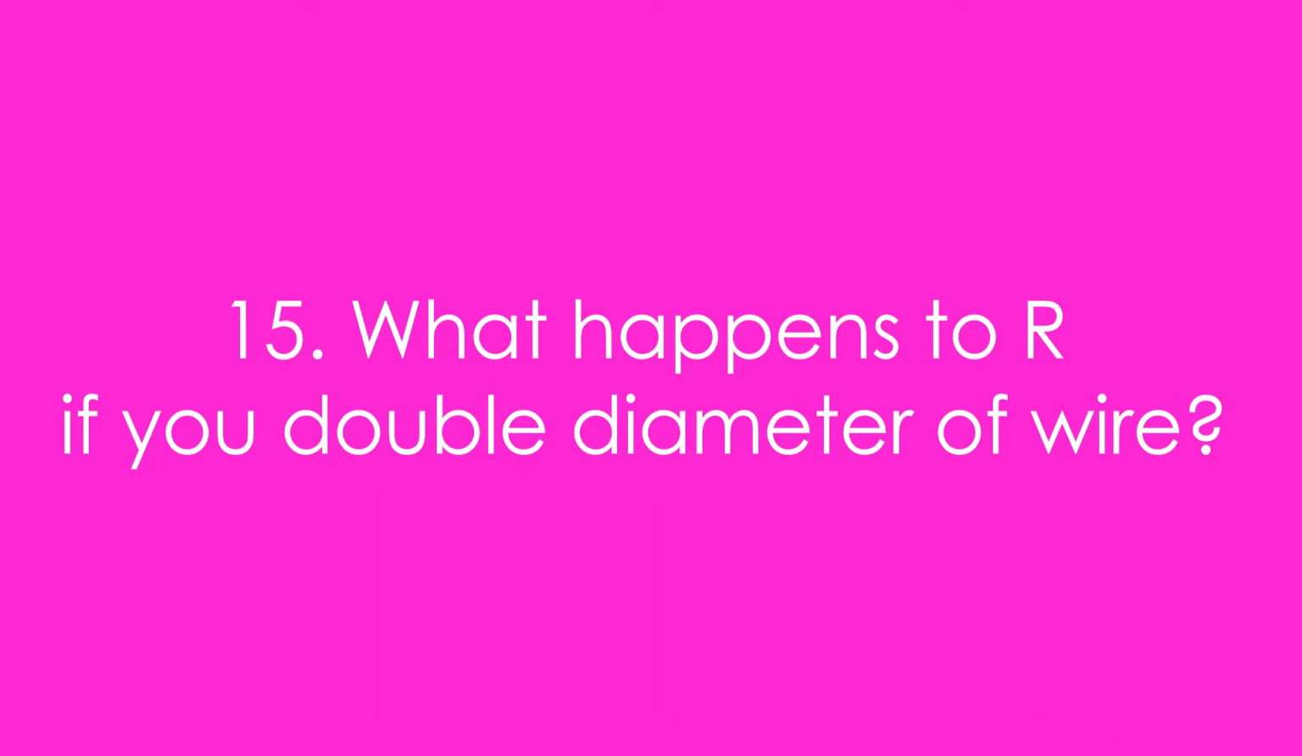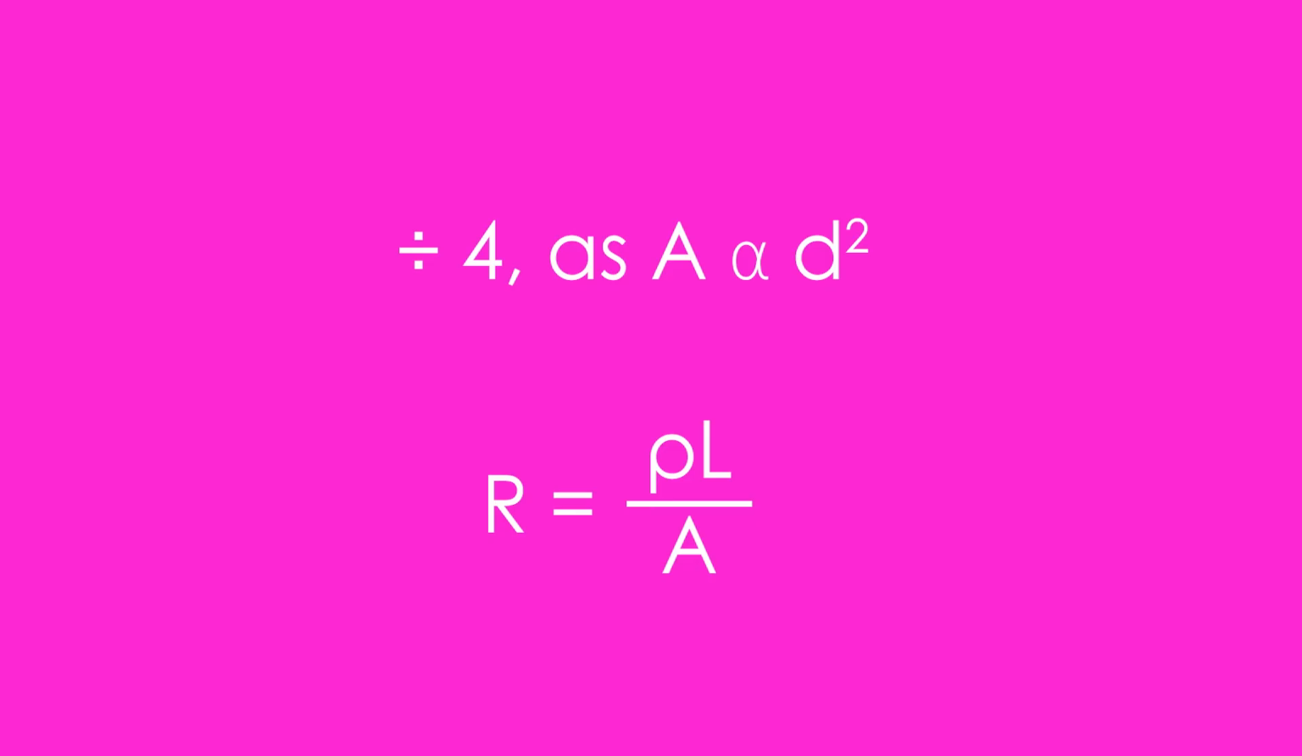15. What happens to the resistance of a wire if you double its diameter? The resistance goes down by a factor of 4. And that's because area is proportional to D squared.